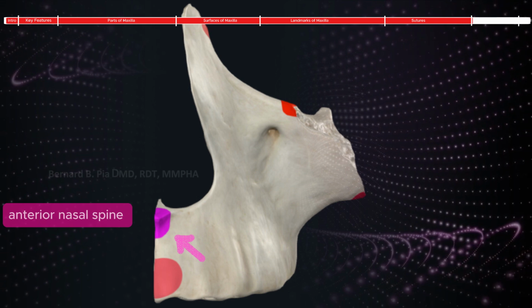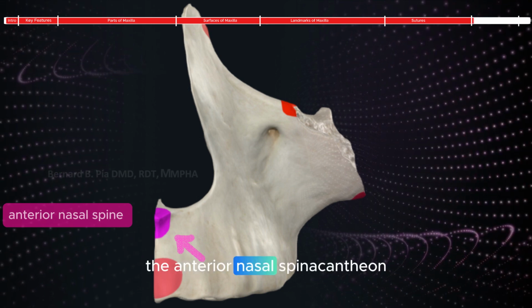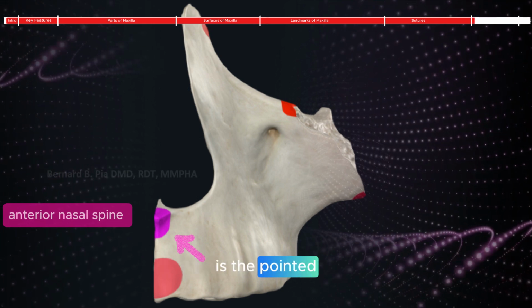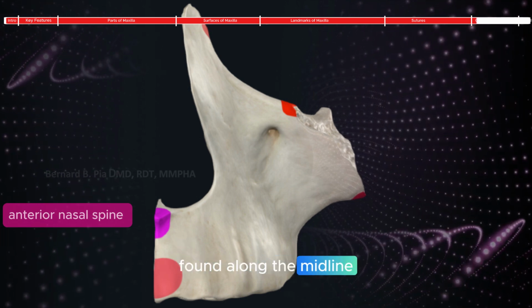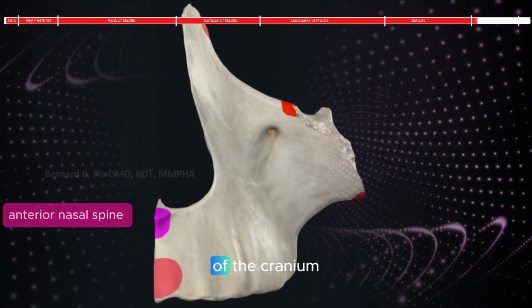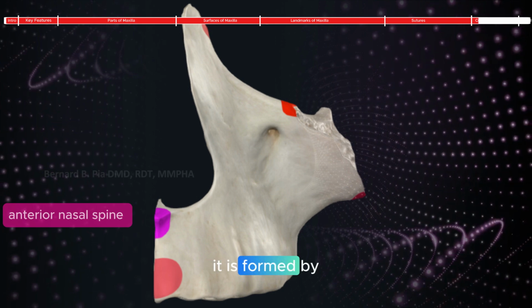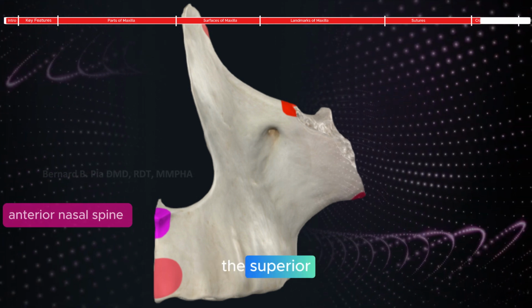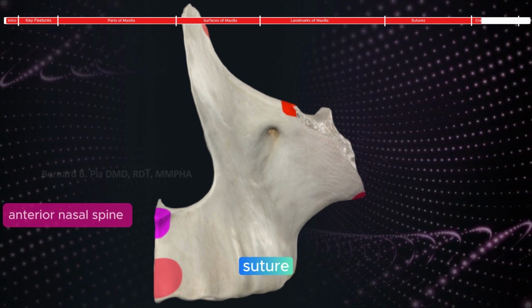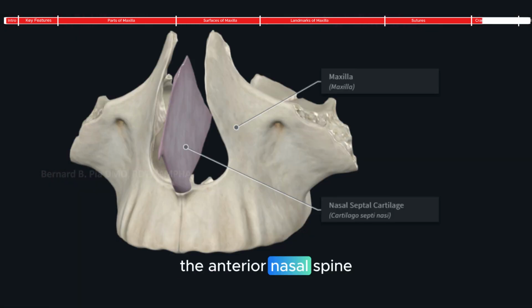Craniometrics. 1. The anterior nasal spine, acanthion, is the pointed, anterosuperiorly projecting process found along the midline on the anterior aspect of the cranium. It is formed by both the right and left maxillae and is located at the superior end of the intermaxillary suture. The anterior nasal spine provides an attachment site for the cartilaginous part of the nasal septum.